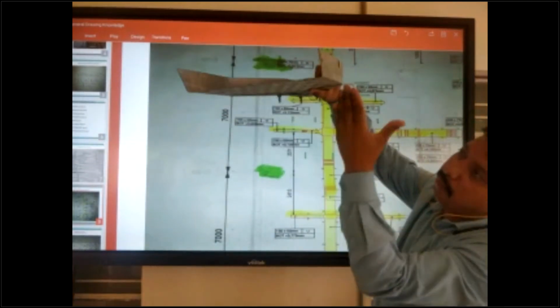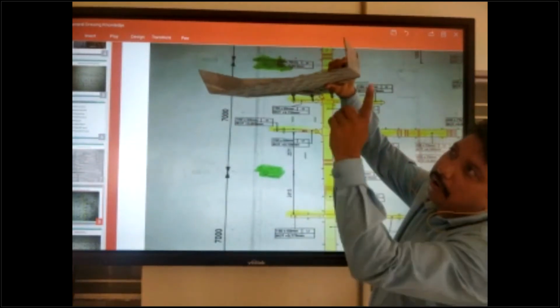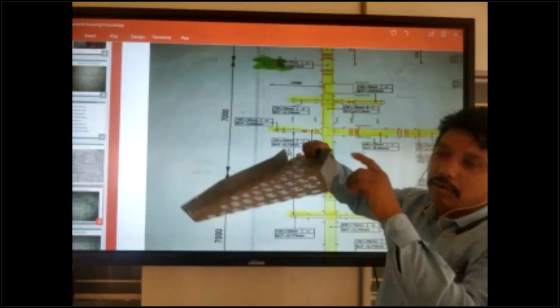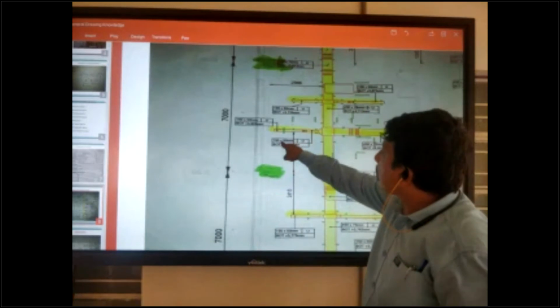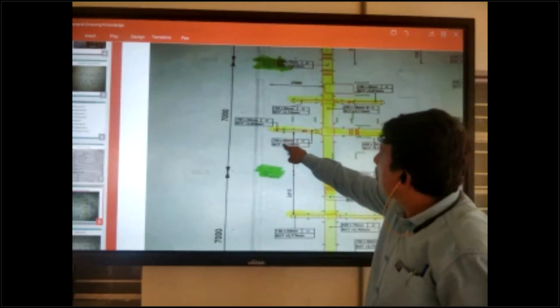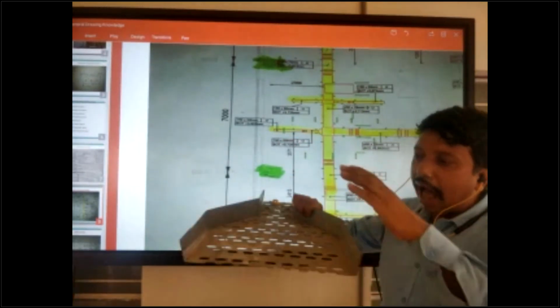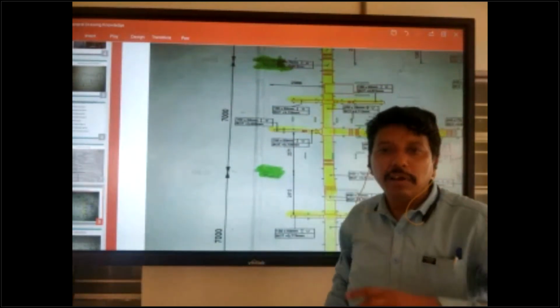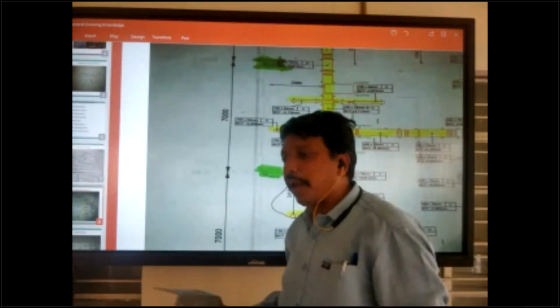But this one is 300 mm, and the height is 50 mm. 300 by 50, but in the drawing it is written 150. 150 means half of the cable tray. Cable trays come in so many sizes. When this chapter comes, I will explain about this one.